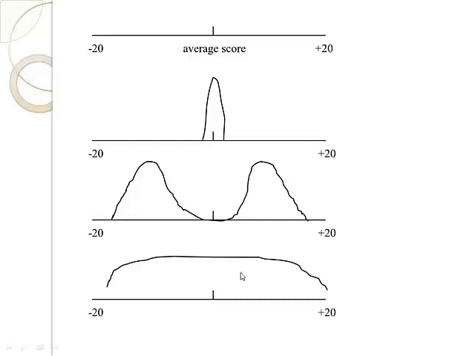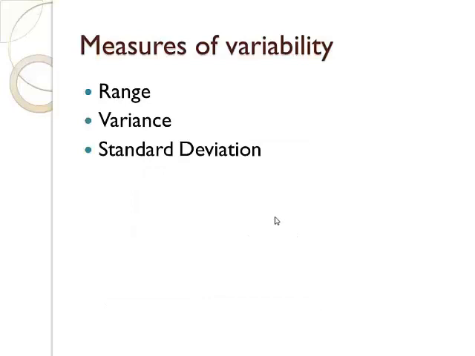And you could have a distribution that looks like this, sort of spread out from +20 to -20, again with a mean of 0. So without that additional information about the variability or the spread of the data, you don't really know, based just on the mean, what the distribution would look like. So we also have to include those measures of variability, and these include the range, variance, and standard deviation.